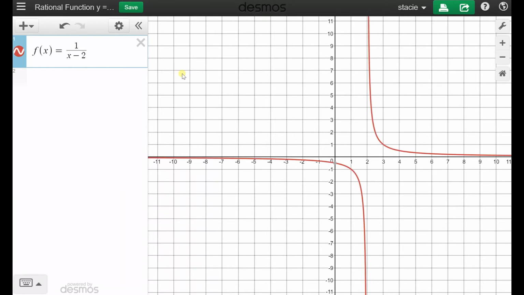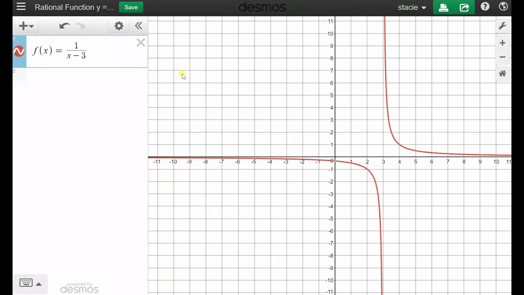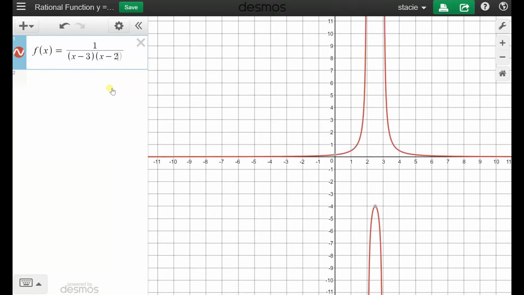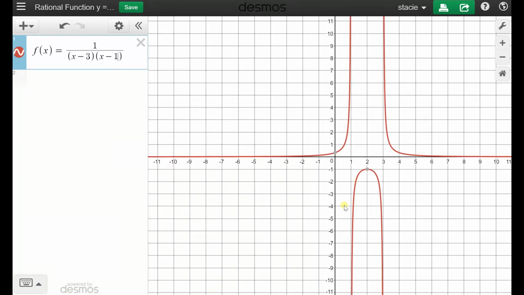because I transformed it 1 to the right. I can make it 2 to the right, 3 to the right, okay? But notice that the vertical asymptote occurs at a value that would make us divide by 0. We're never allowed to divide by 0. 1 divided by 0 does not exist. So I can add another factor into the denominator and make it a quadratic. And now there's 2 vertical asymptotes, 1 for each value in the denominator that would make it 0. Those are the values that do not exist in the domain of this function.